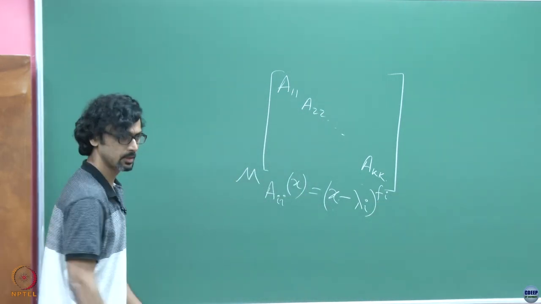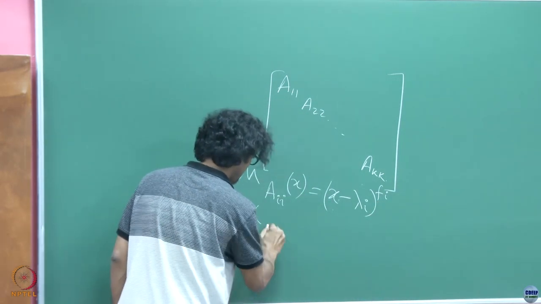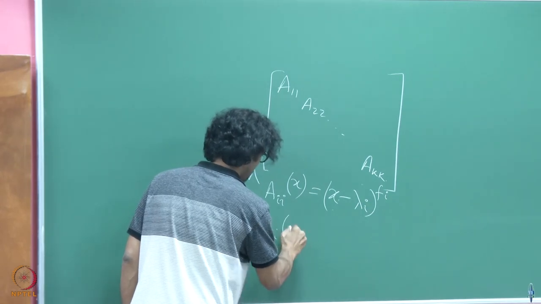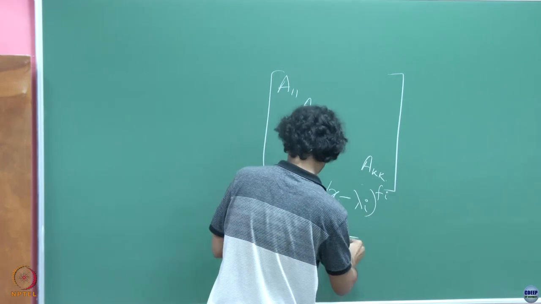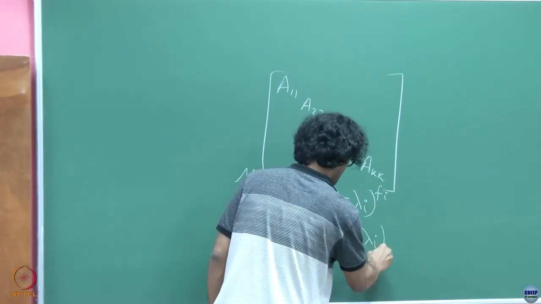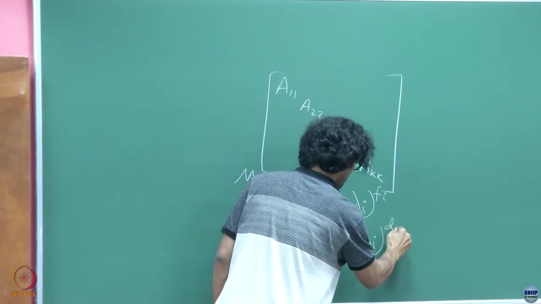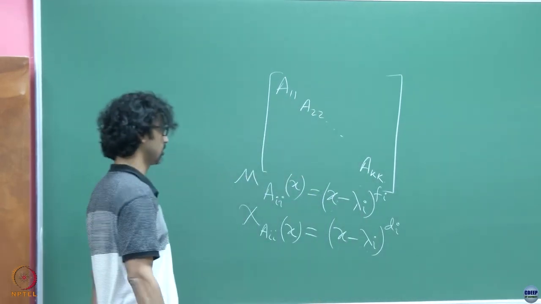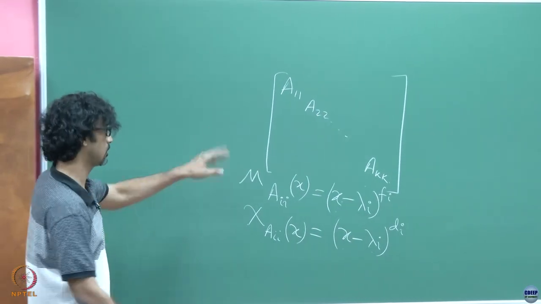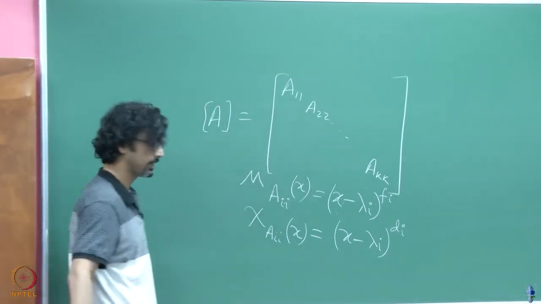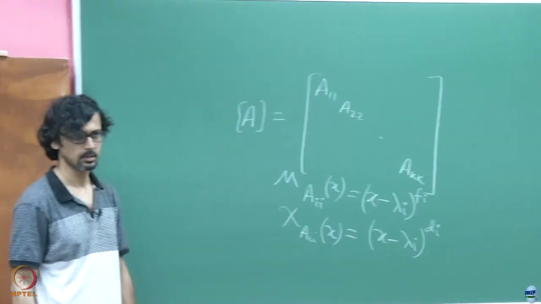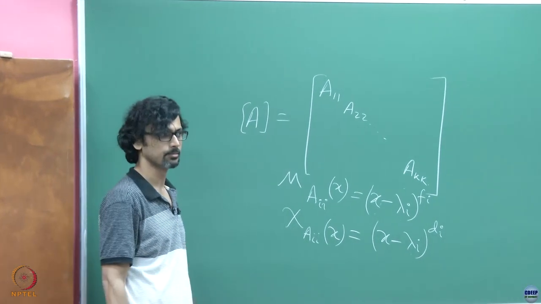will be of the form, right, and its characteristic polynomial will be of the form, right. So this is the overall picture for any operator A. Yeah? We've seen that this can be done.